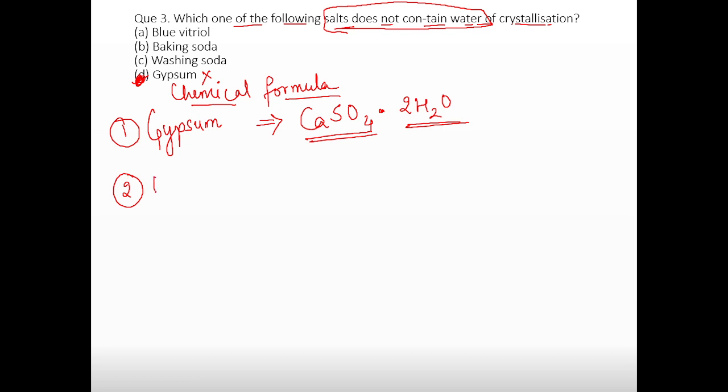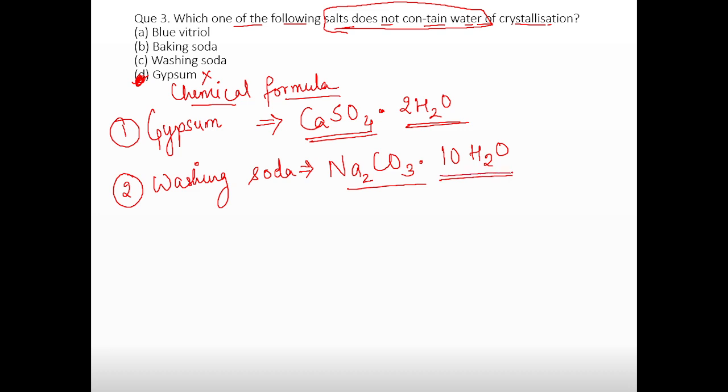Second, if I take washing soda, you might be aware of the formula if you have studied the chapter. It is Na2CO3·10H2O. So when we say Na2CO3·10H2O, it is clearly visible that there are 10 molecules of water as water of crystallization. So this is also incorrect.